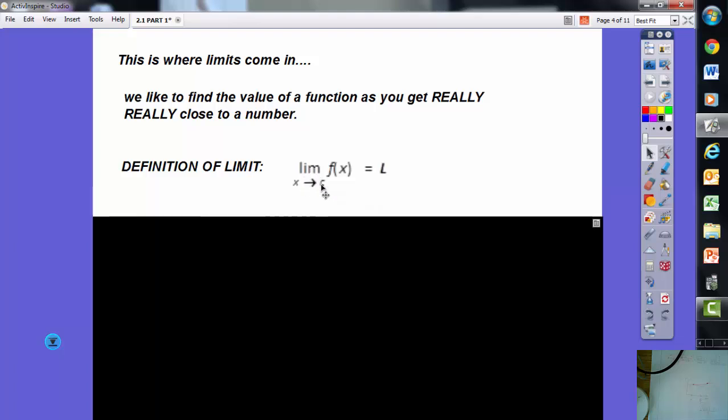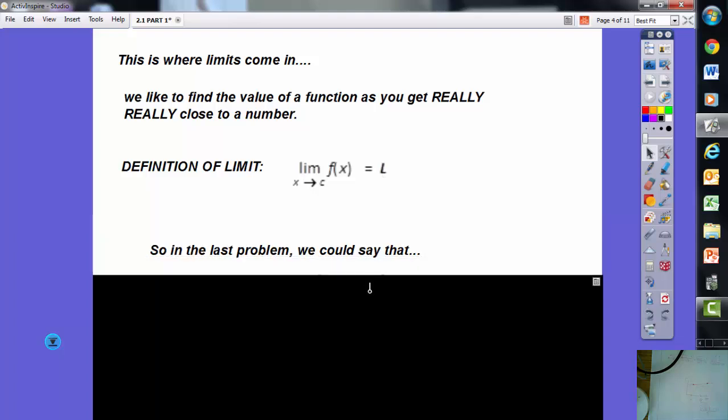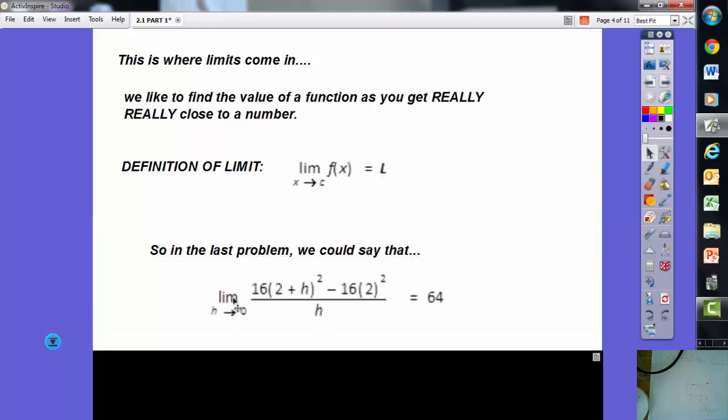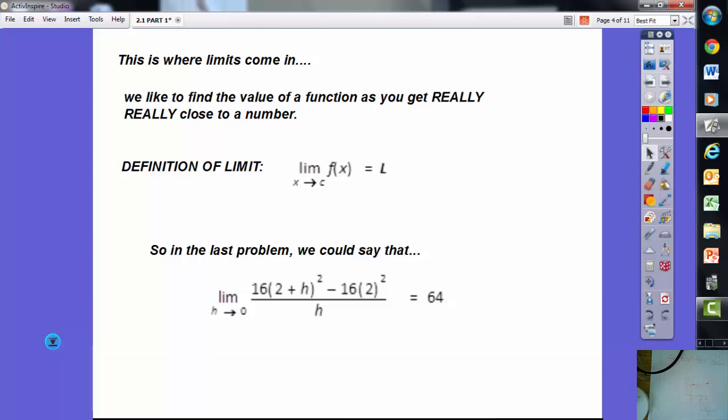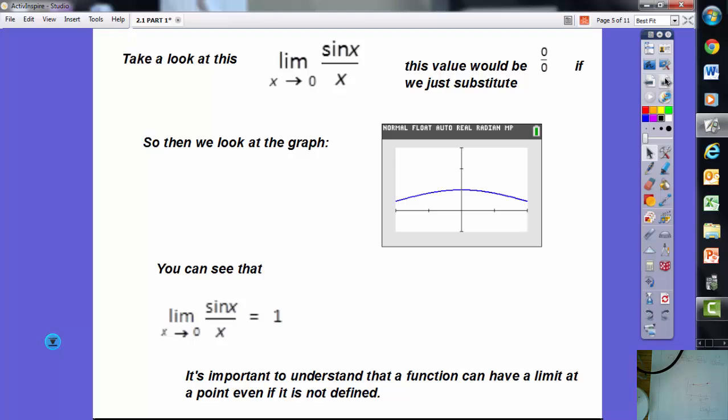This is a limit. The definition of limit is the limit as x approaches c of a function equals a number, which is a big L, just limit. So in the last problem, we would say the limit as h approaches 0, as it gets really small, of the function is 64, and it should say feet per second.